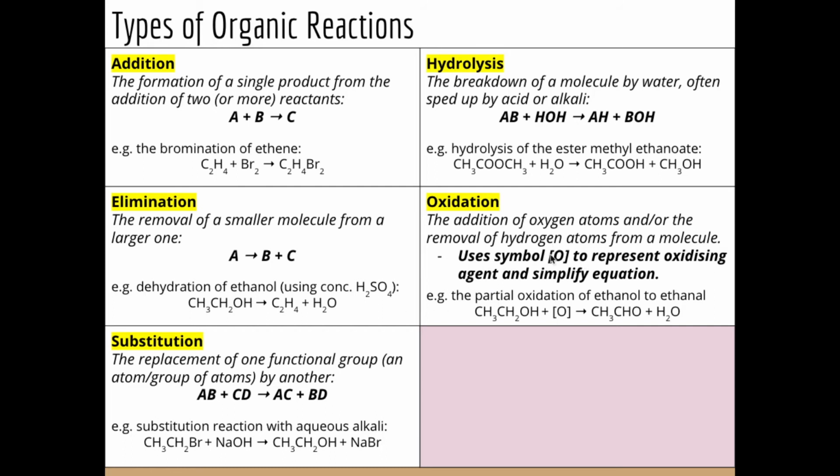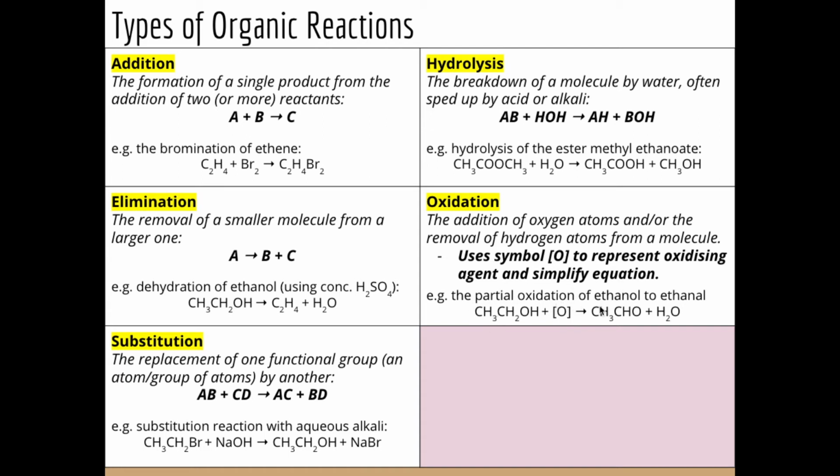Now, we use this symbol, bracket O bracket, to represent an oxidizing agent and simplify the equation. We're going to look at all these types of things that we can use to oxidize, but when we're writing an organic reaction, we can just simply say that we got some sort of source of oxygen by doing that, because the mechanisms of these can be quite intricate and not stuff that we have to look at right now.